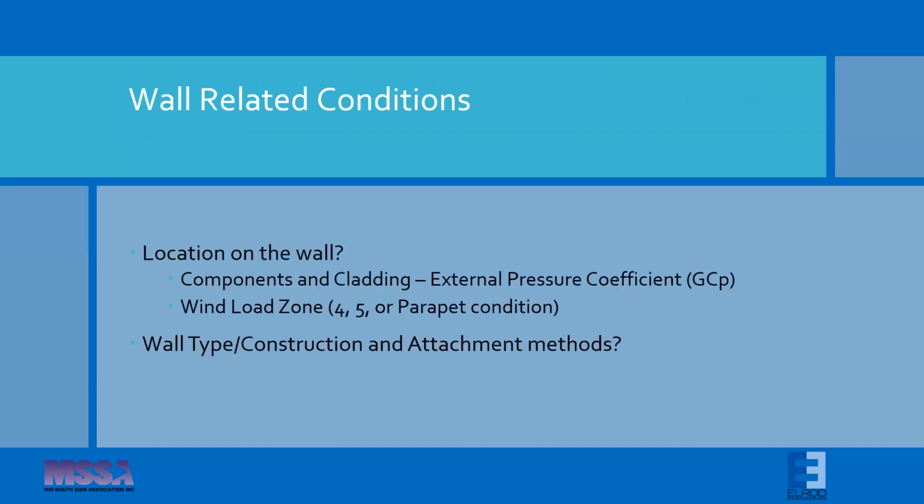Getting a little bit into the weeds here, but the engineer has to consider the location of the wall on the sign and location of the sign on the wall, and that applies different pressures and loads on the sign. And then obviously wall type, construction, and attachment methods are important to know.